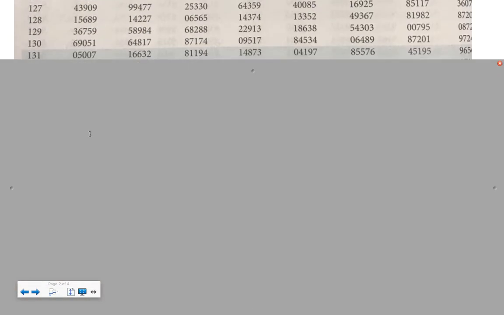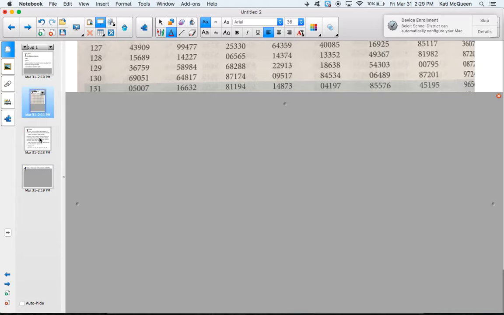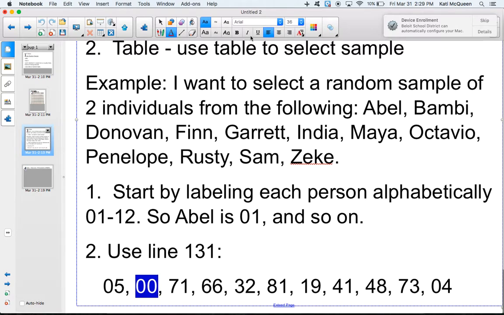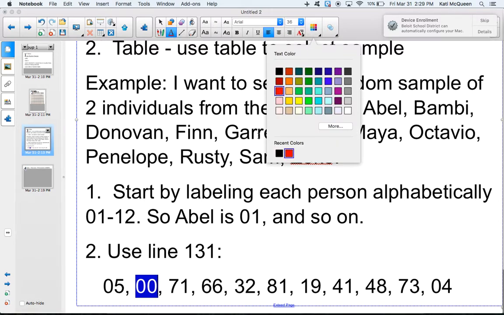To get my next person, I use 05. My next numbers would be 00. Now I said 01 through 12, so 00 does not fit in there. So all I would need to do there is not use 00. Let's make that one red. So we're not using that one.